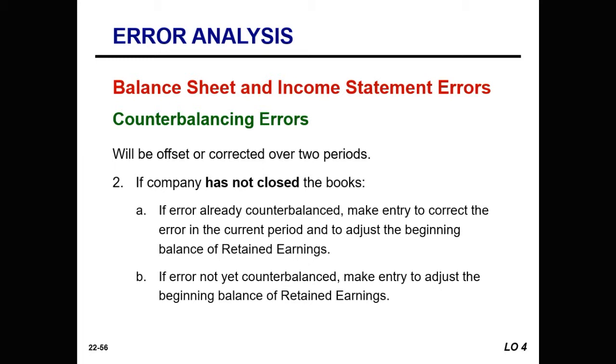The company has not closed the books. If the error is already counterbalanced, make the entry to correct the error in the current period and to adjust the beginning balance of retained earnings. If the error is not yet counterbalanced, make entries to adjust the beginning balance of retained earnings.